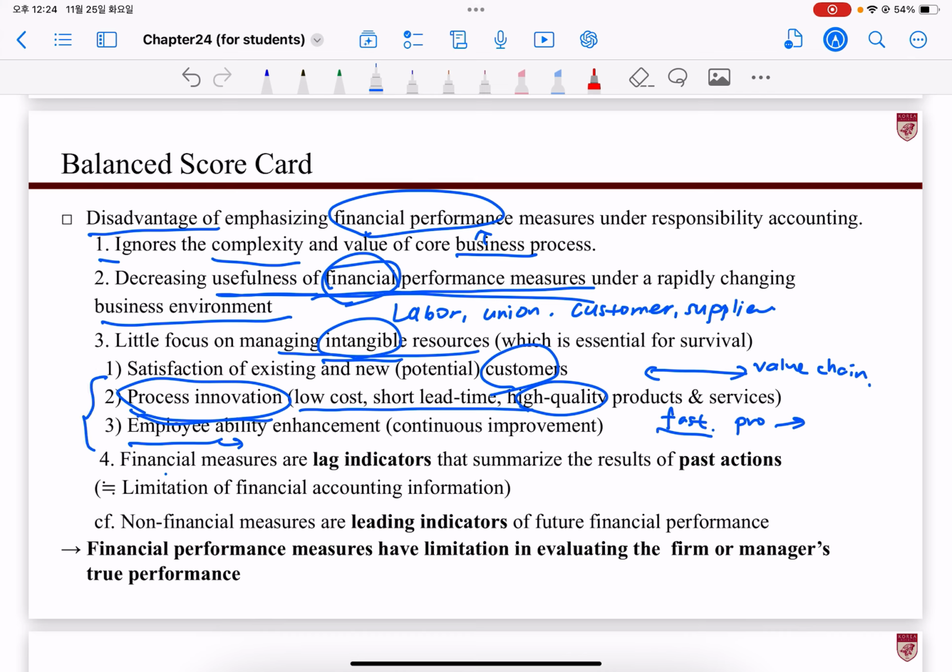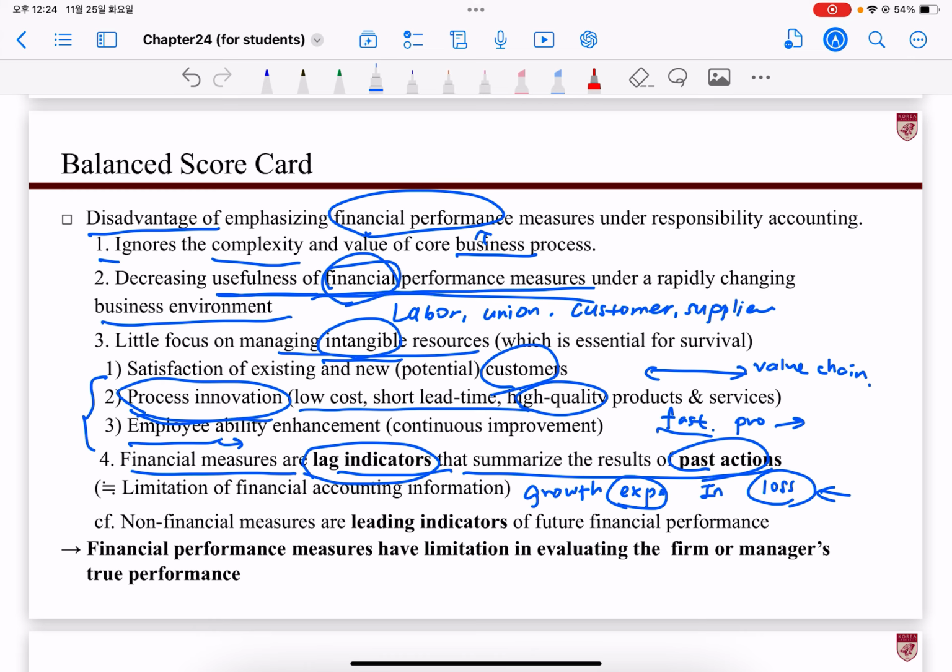And another important thing is that financial measure is a lag indicator that shows the results of the past. It's not showing the indicator of the future, right? So if you're in a growth company like big tech, you may be having a lot of expenditures. So your income may be even showing a loss. But that doesn't mean you are going to continuously be a loss-making company. You're making an investment in expenditure to do better in the future, right? So you cannot fully rely on only the financial measures, right? So that is a limitation of financial accounting.